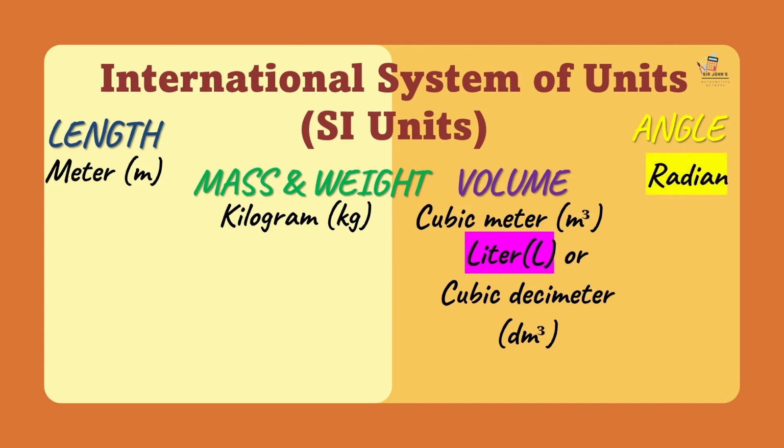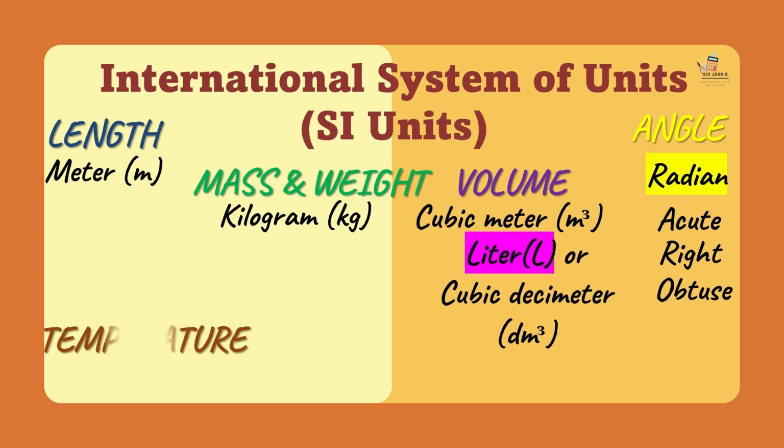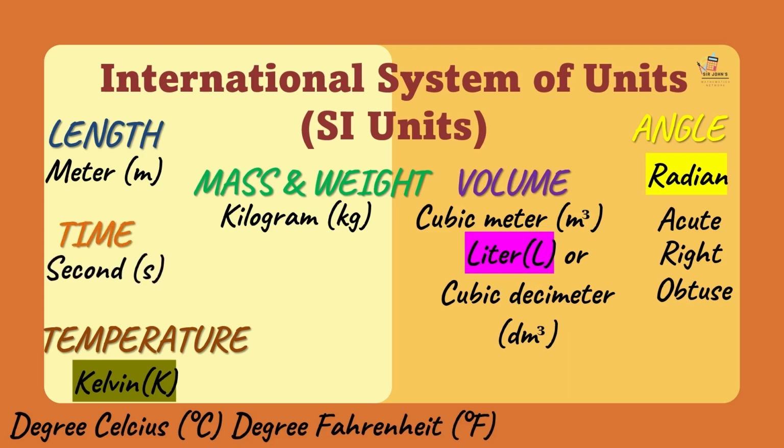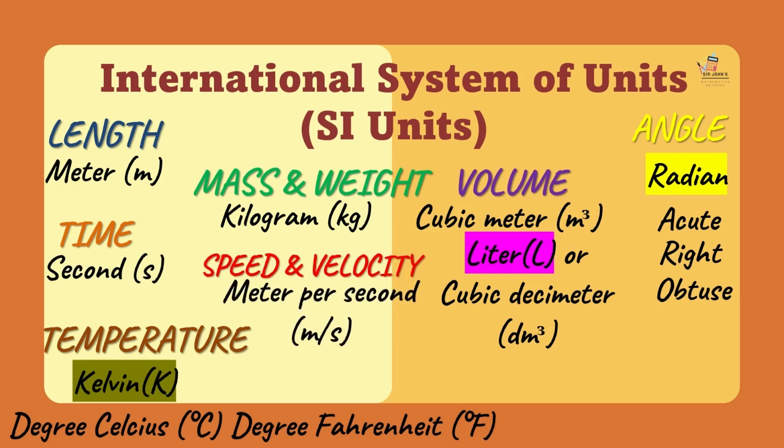For angle, we have radian. But in approximating the measurement of angle, we need to recall the different kinds of angles such as acute, right, and obtuse angle. For temperature, we have the so-called Kelvin, although here in the Philippines, we use degree Celsius and in other countries, they use degree Fahrenheit. For time, we have second, and for speed and velocity, we have meter per second.